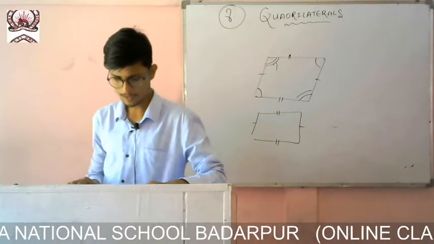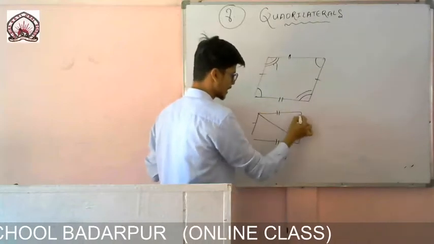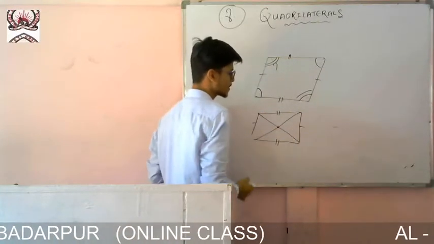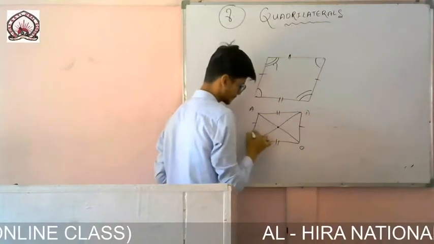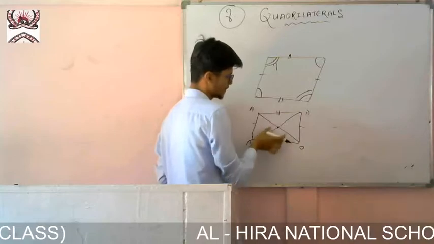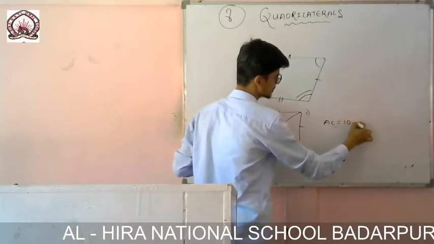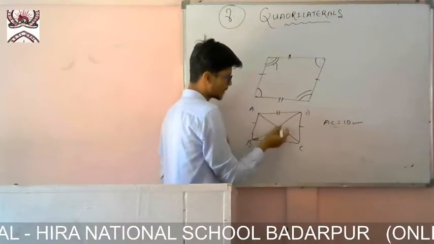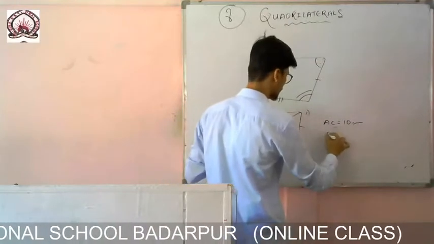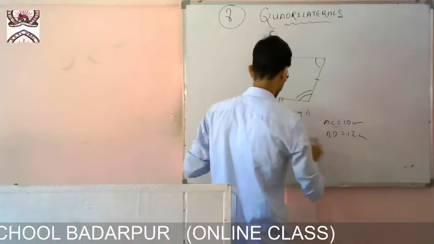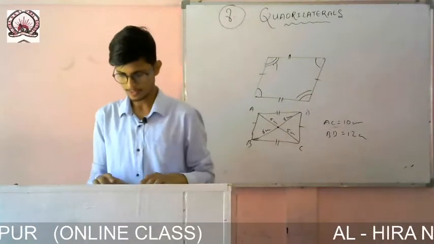The diagonals of a parallelogram bisect each other. In a parallelogram, if I draw diagonals like this, then they will bisect each other equally. For example, let me name it A, B, C, D. If AC is 10 centimeters, then when the diagonal bisects, each part will be 5 centimeters. If BD is 12 centimeters, then each part will be 6 centimeters. So it bisects equally.